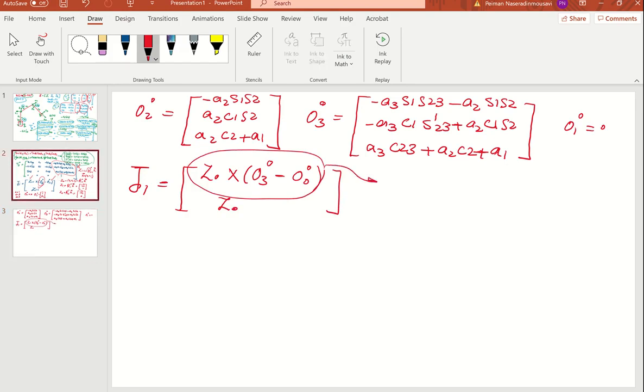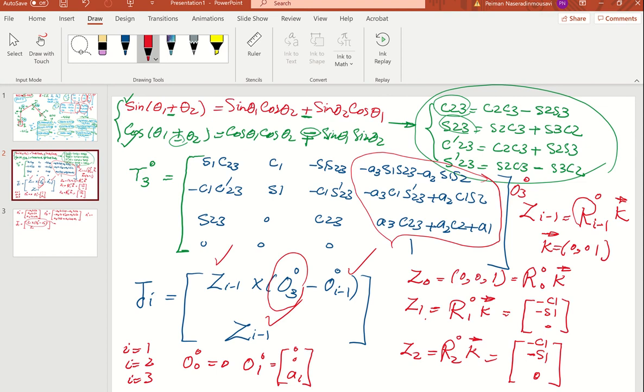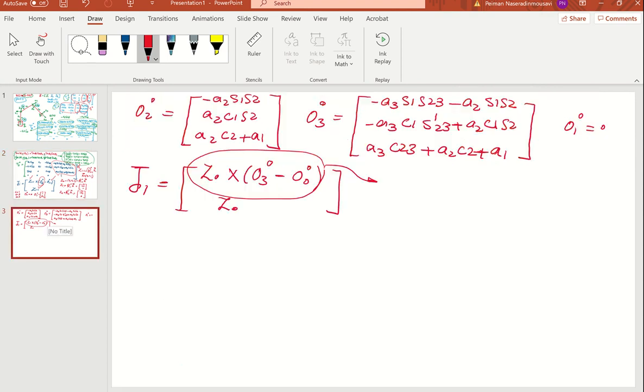So let me do this first. We know that Z0, as we have here, is 0, 0, 1. So this is going to be 0, 0, 1 cross product of O3 with respect to 0. We have it here. So the result is from high school. You know that a cross product is calculated like this. Let me write it down here.